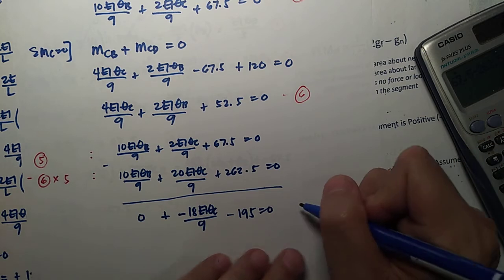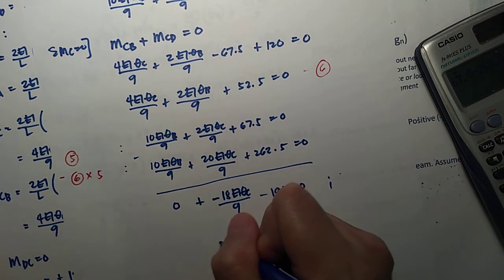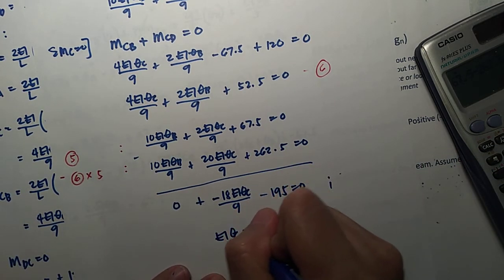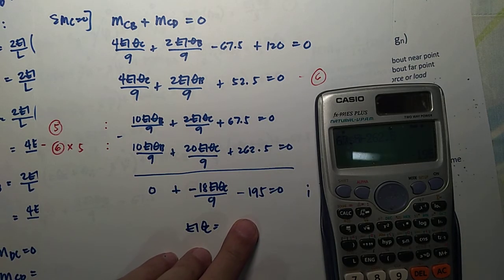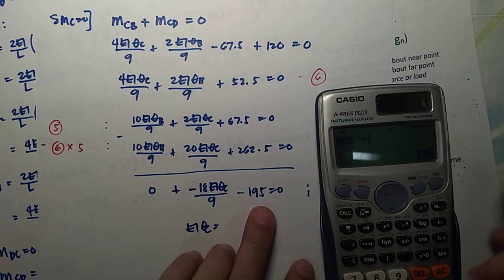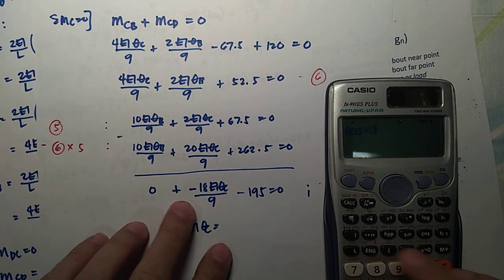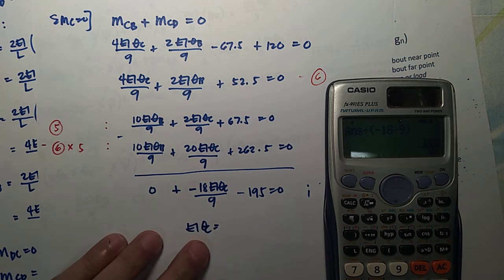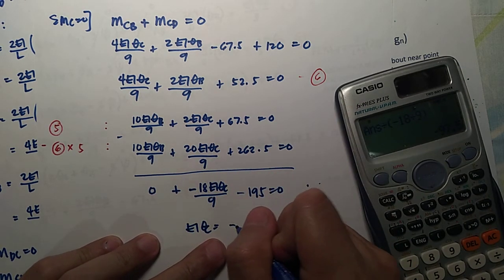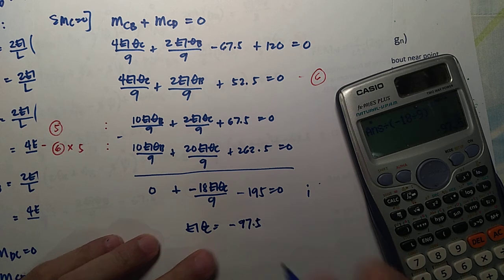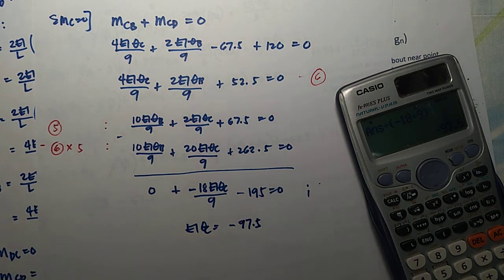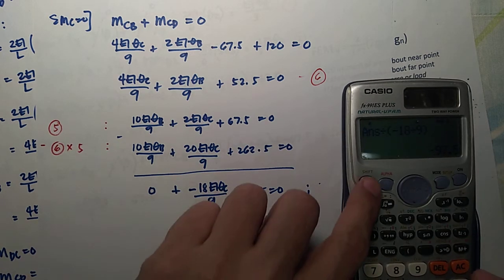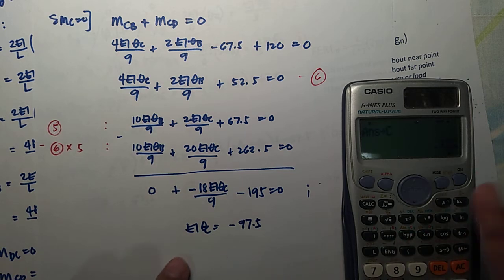Okay, so from here, I could solve now for EI theta C. And that is, yung 195 lilipat ko sa kabila, magiging positive, divided by negative 18 over 9. So the answer is negative 97.5. Okay, so yan yung value ng theta C ko. Shift store ko sa C.